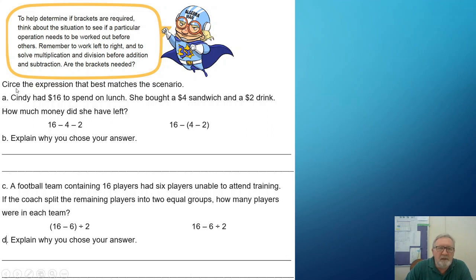Now, there's a spelling mistake. It's supposed to say circle the expression that best suits the scenario. Apologies for my typing error. So the scenario here is Cindy had $16 to spend on lunch. She bought a sandwich, a $4 sandwich, and a $2 drink. How much did she have left is the question. Now there are two different expressions, one without brackets and one with brackets. Circle the one that you believe is the right answer. You can do that while you're listening, thinking about the scenario up here.